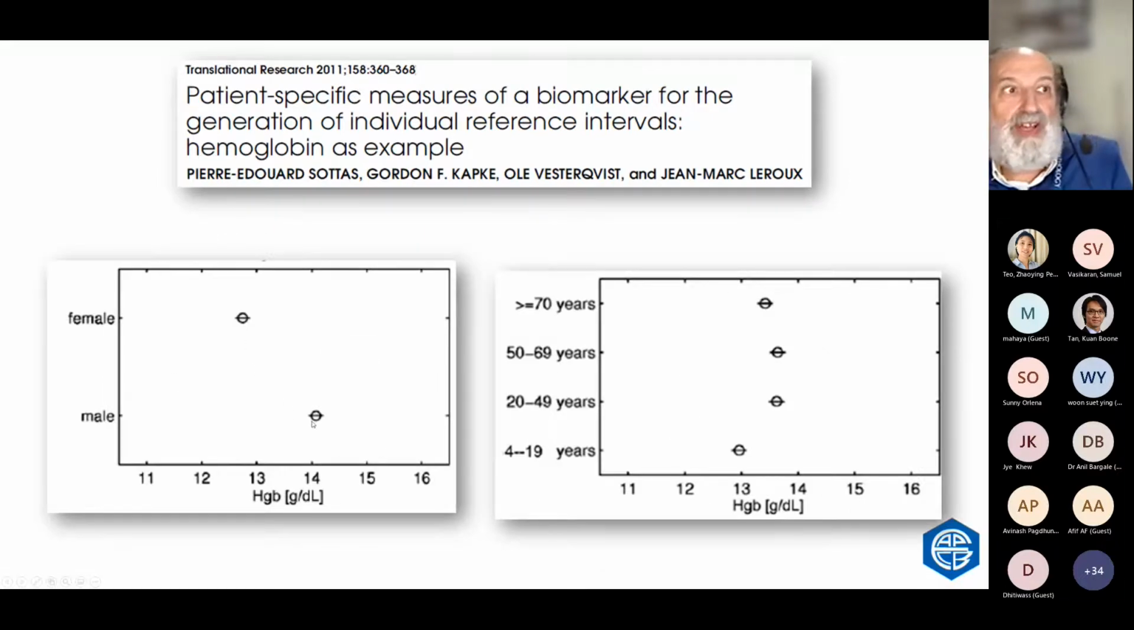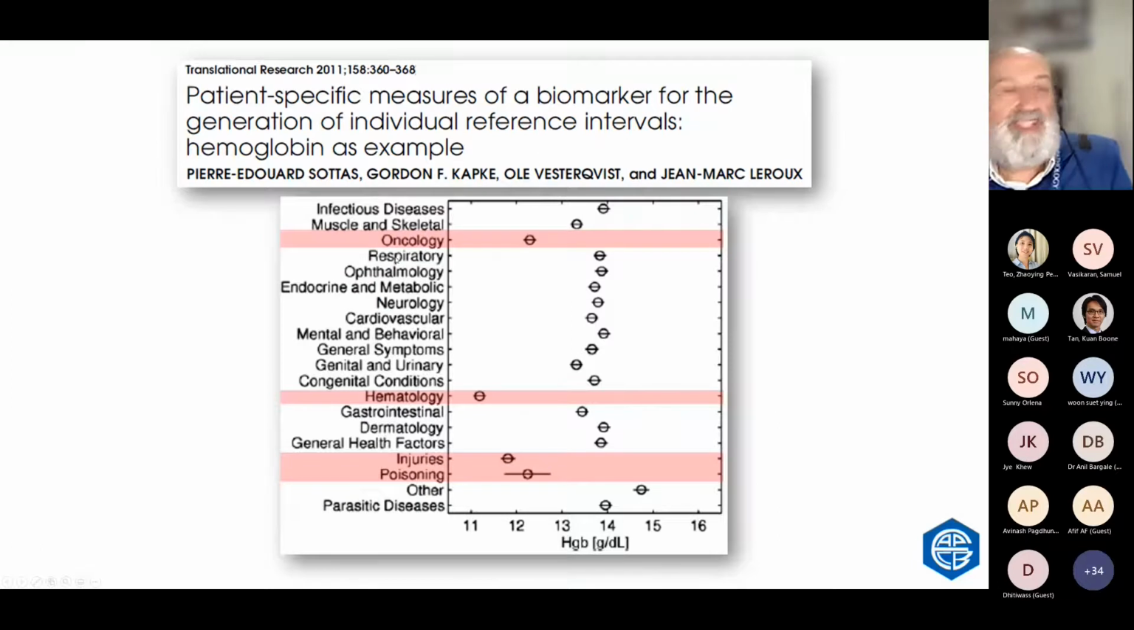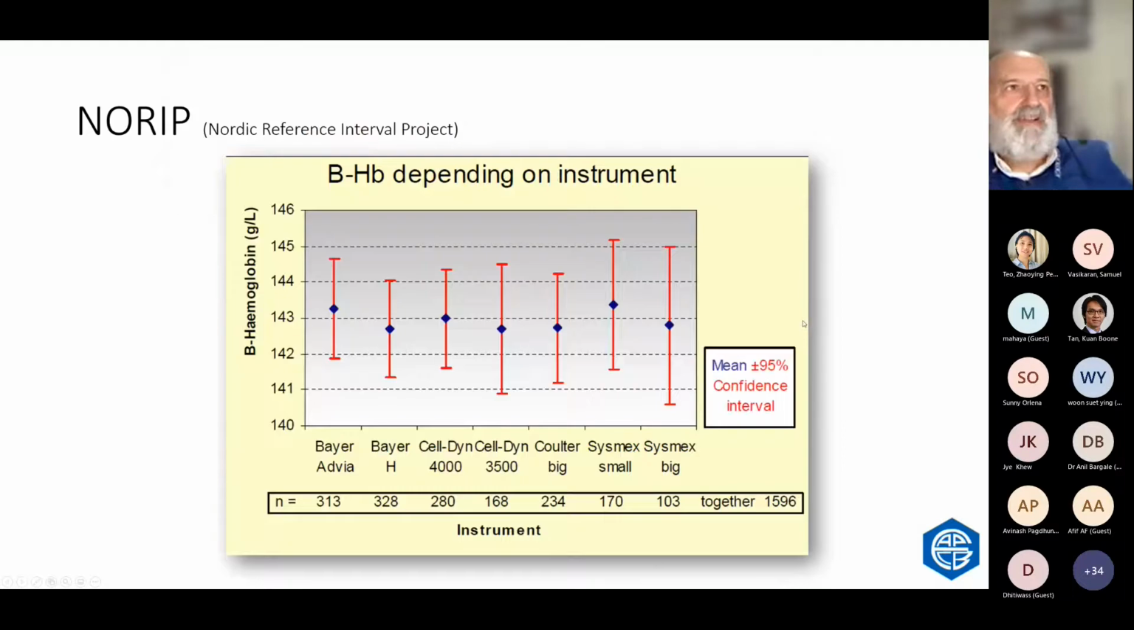Generally, men have a higher hemoglobin than women, and hemoglobin changes with age. It's lower in children than in adults. So all of these factors, and we know that clinical conditions, so hematology patients tend to be anemic, injured patients can often lose blood, oncology patients are often anemic.